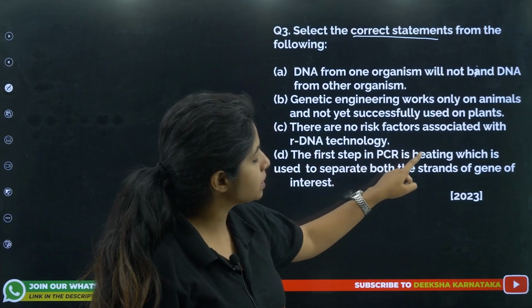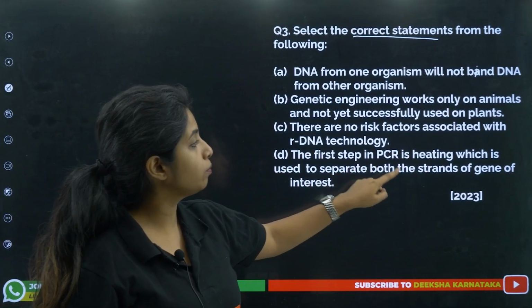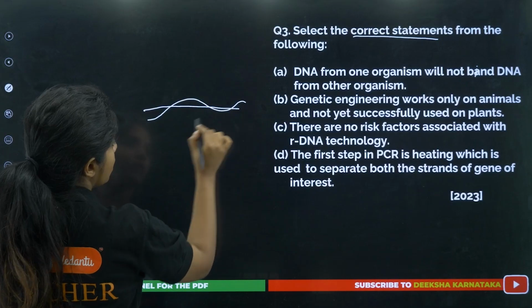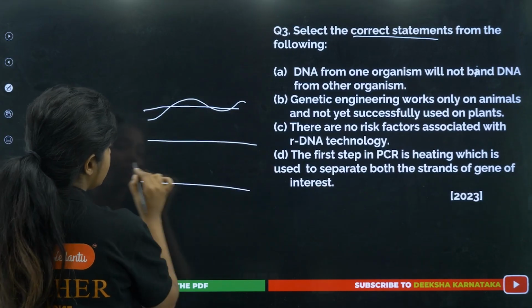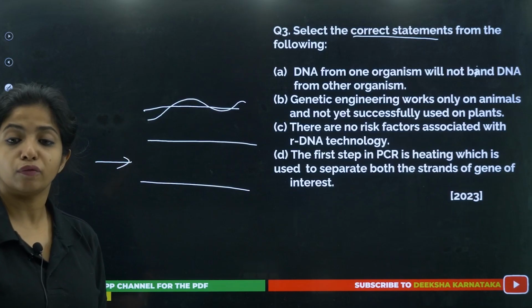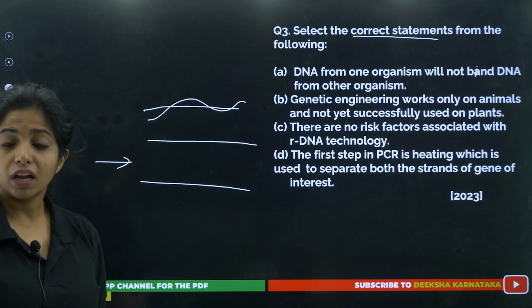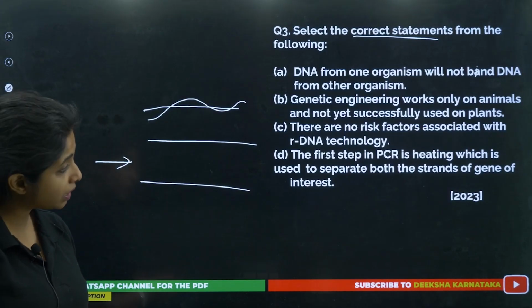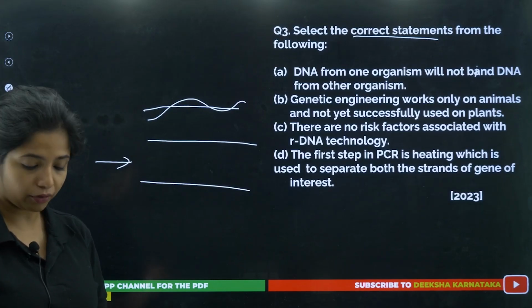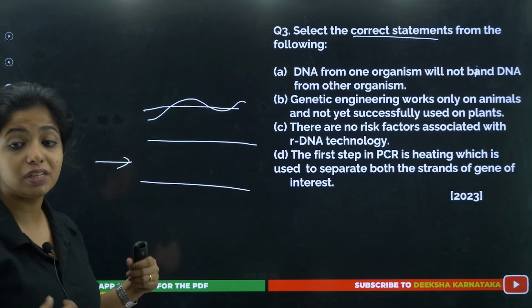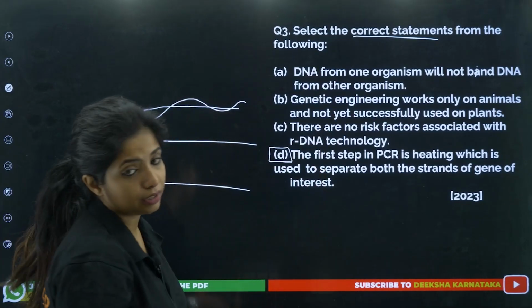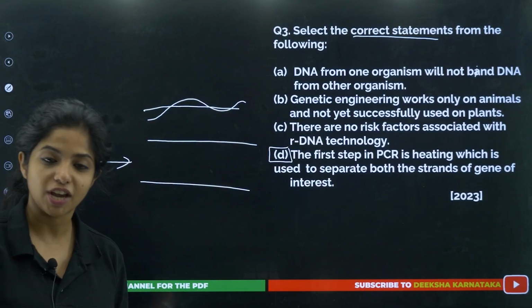The first step in PCR is heating, which is used to separate both the strands of the gene of interest. So basically, if this is a DNA strand, we have to separate it out, and for that we need high temperature, or we need an enzyme known as DNA helicase. In the case of PCR, polymerase chain reaction, with the help of high temperature we are separating the two strands of DNA. Then we will make a copy of it. That is the first step, and it is known as denaturation. So this is the correct option, whereas the others you see here are all wrong, my champions.